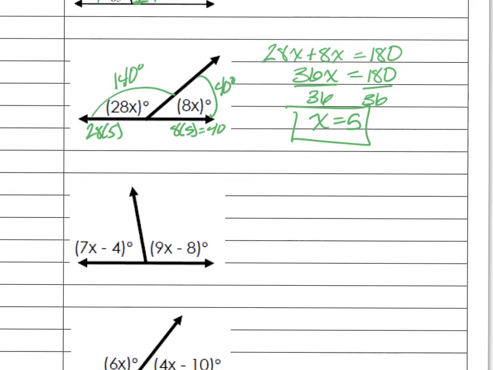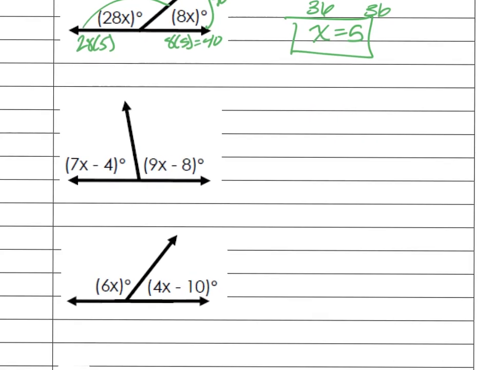So we're going on to the next equation. Same thing, forms a line. I don't need any symbol to tell me that it forms a line. We know what a line looks like. So this angle plus this angle equals, I'm so sorry, this angle plus this angle equals 180. So I have 7x minus 4 plus 9x minus 8 equals 180. Now I'm going to combine my like terms together. So 7x plus 9x, let me just go ahead and highlight that. 7x plus 9x is 16x.